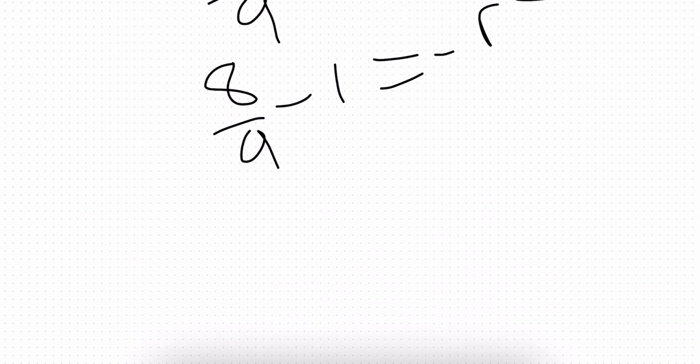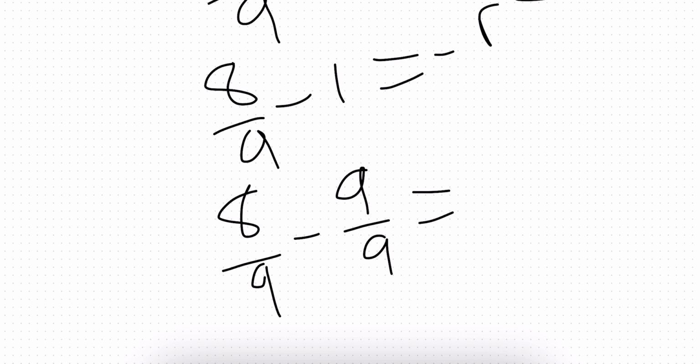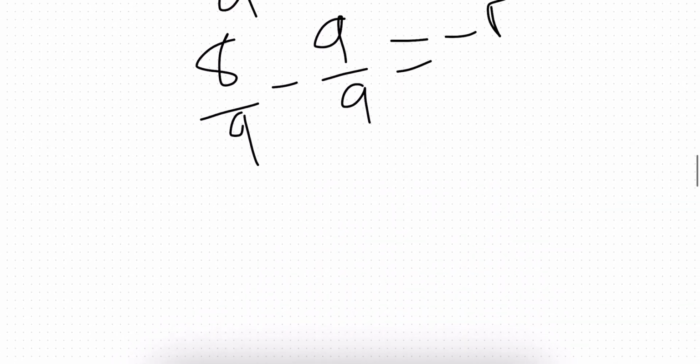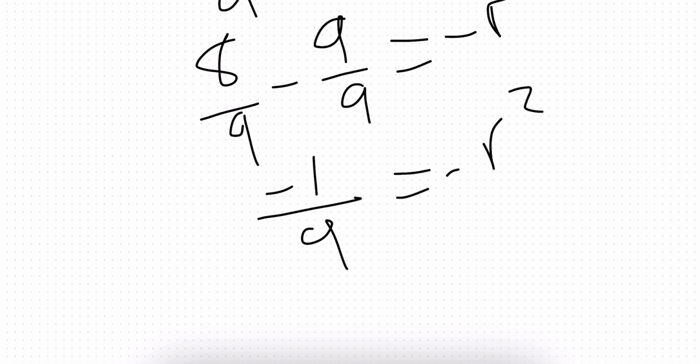So it's literally, if you don't want to use a calculator, you can say 8 over 9 minus 9 over 9, right? Equals minus r squared. I enjoy playing with concepts of mathematics. You can use a calculator at this point. Then I'd look for an LCD, which is just 9. 8 minus 9 is minus 1, equals what? Minus r squared.